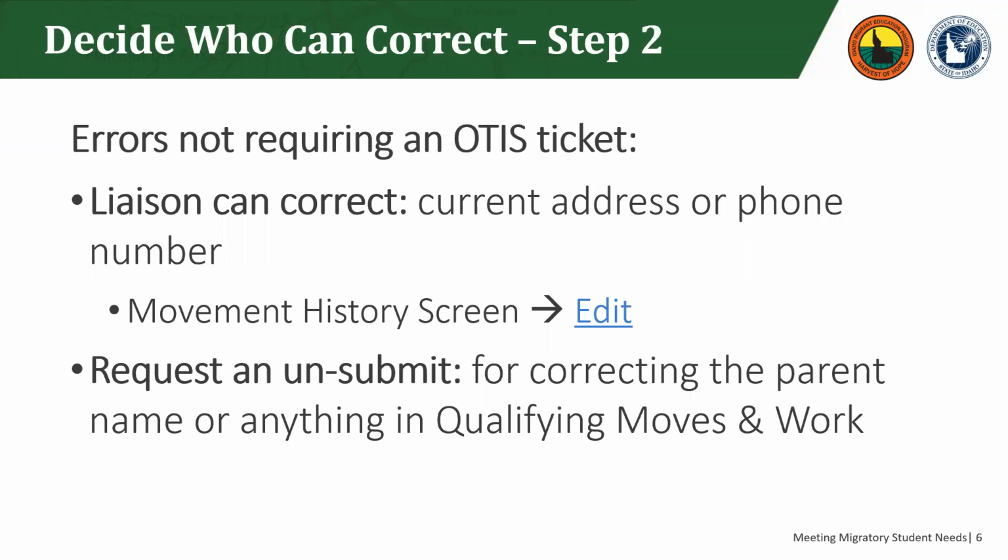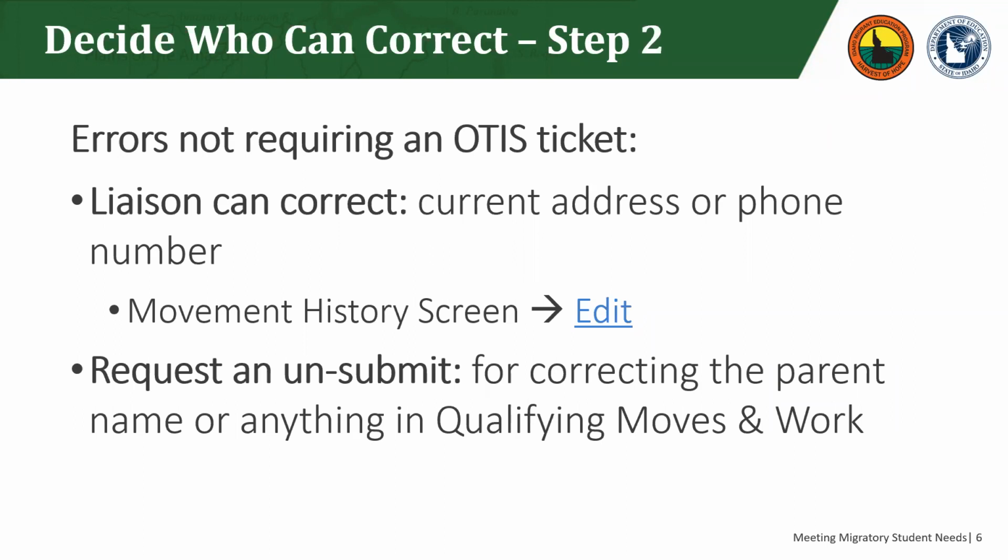Next, decide who can correct the error. You can correct the COE current address or phone number. Just go to the movement history screen and click on edit. This can also be done at any time, such as when a family moves within your district and isn't eligible for a new COE. Updating addresses and phone numbers will help keep your parent contact info report accurate, which can be very helpful in calling parents for parent events.